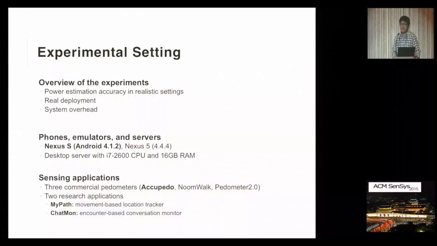Okay, with the prototype system, we performed diverse experiments in the realistic map setting as well as real deployment. The evaluation metric is the power estimation accuracy, and we also examined the system overhead. For the evaluation, we used two smartphones, Nexus S and Nexus 5, and 5 sensing applications, 3 commercial pedometer applications, Occupedo, Numok, and Pedometer 2.0, and 2 research applications, MyPath and Chenmon. For the default setting, we used Occupedo, MyPath, Chenmon on Nexus S phones.